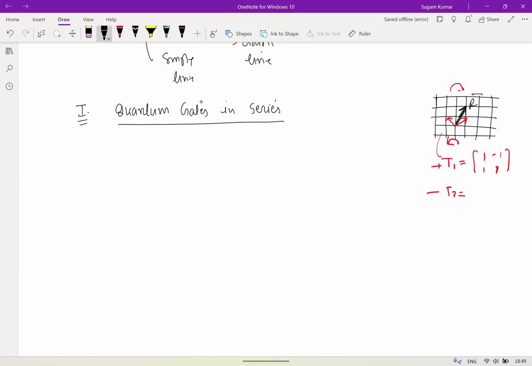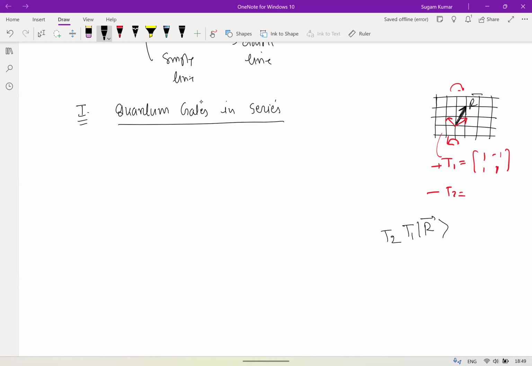Let's say R. So what I will do, I am going to apply first T1 on the R, and whatever result I get, I'm going to apply the T2. So this is an example of a sequential operation of any operator.